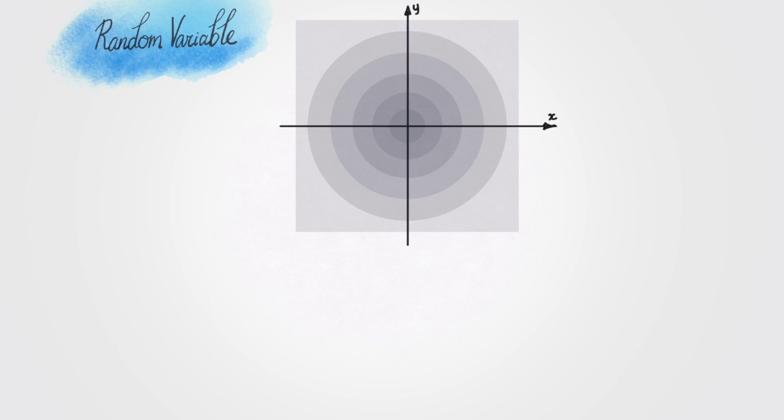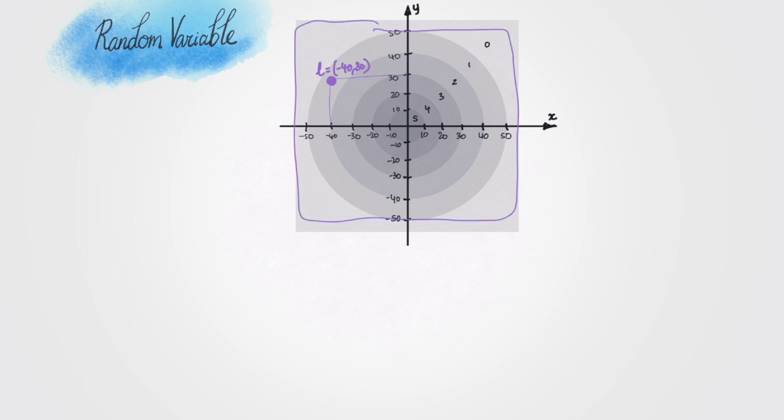And let's go ahead and mark the distances as well. Now I'd like you to focus on one particular location where I could have shot. I'm going to go ahead and label this location L. And as you can see, L is equal to the coordinate minus 40, 30. Now we can go ahead and label the values on this dartboard as well. Now you can think of L as a member of the sample space of all the possible locations where you could have actually landed a dart.